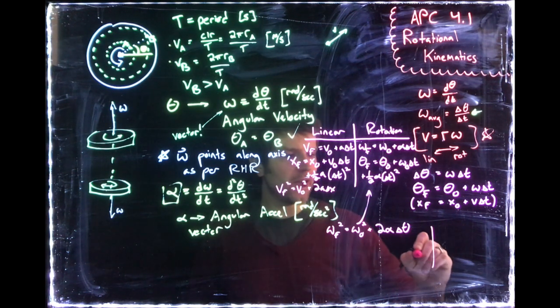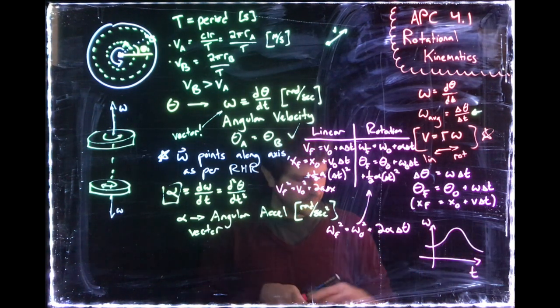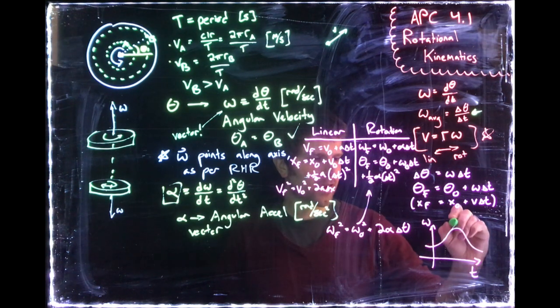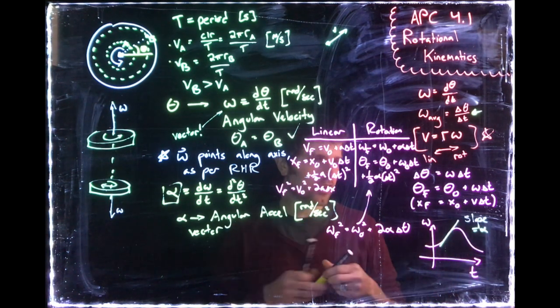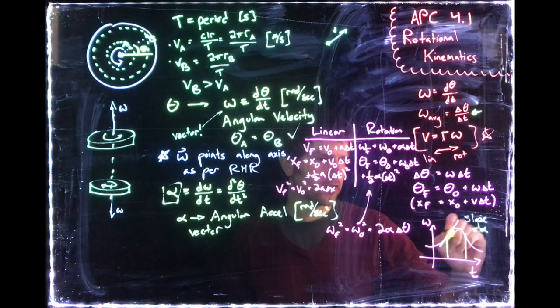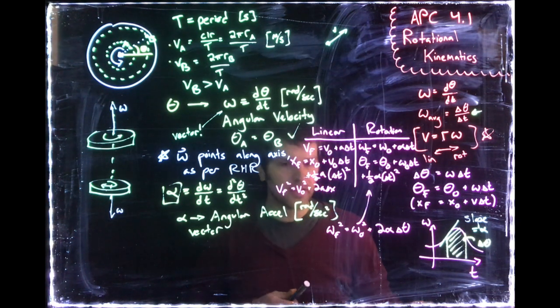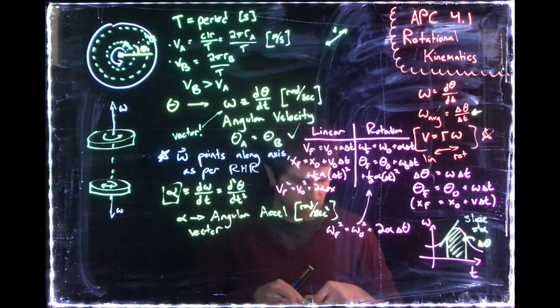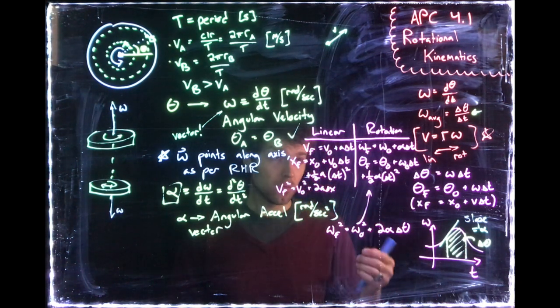So if I give you a graph, for instance, of angular velocity versus time, the slope of this graph should be our angular acceleration. And the area under a velocity graph should tell us our angular displacement. So the idea is we can use all of our old kinematics knowledge and just translate it over to rotation.